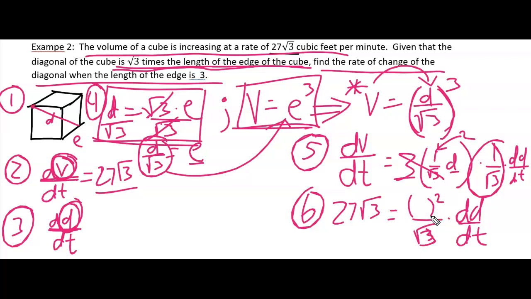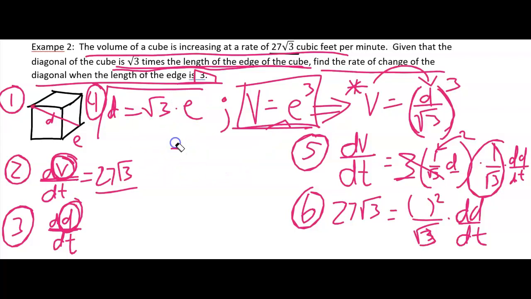All right, well, they tell us that the edge is 3. So if the edge is 3, what is the diagonal? Well, as you can see from up here in our original equation, the diagonal is radical 3 times the edge, right? So if I just take this little equation here and I replace the e with 3, we get that the diagonal is 3 radical 3.